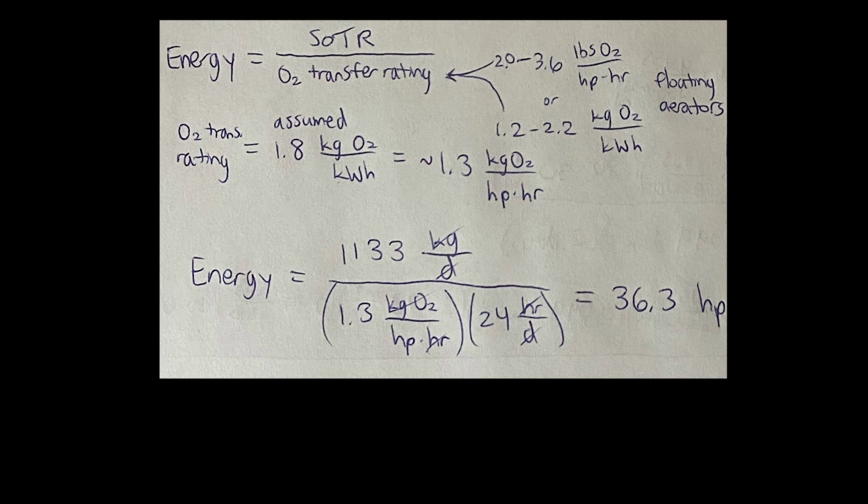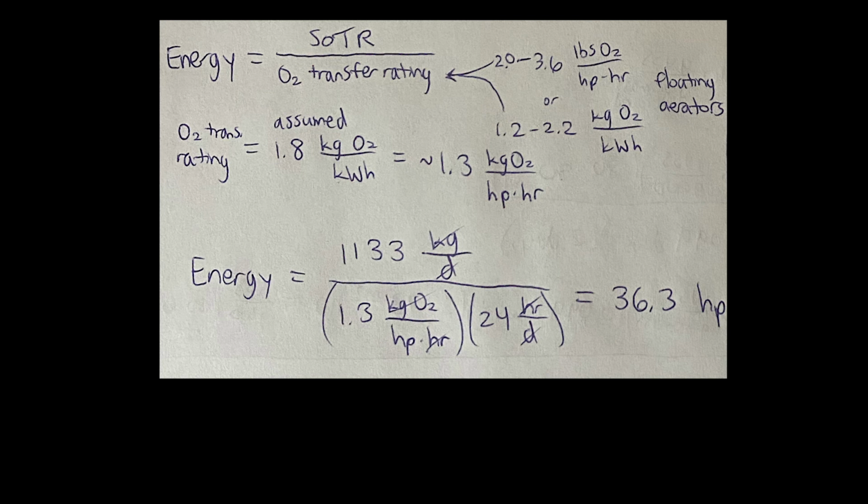Next step is to calculate the energy needs. Our energy equation takes the SOTR value and divides it by the oxygen transfer rating of the aerators that we're using. We saw from a table in the previous slide that for floating aerators, these values tend to range between 2.0 and 3.6 pounds per horsepower hour, or 1.2 to 2.2 kilograms per kilowatt hour. Now we want to get the value in horsepower using the energy equation, but we also have our SOTR value in kilograms of O2.